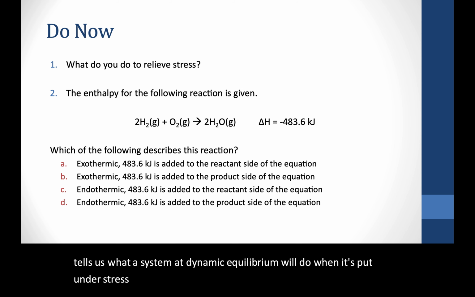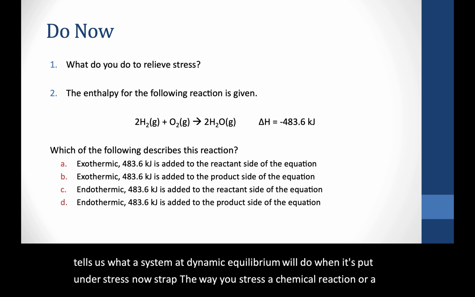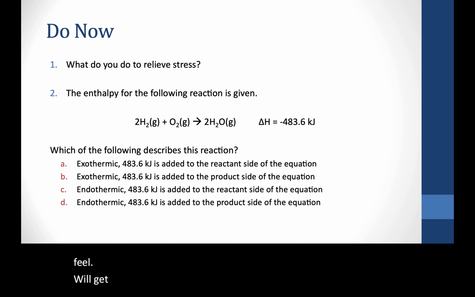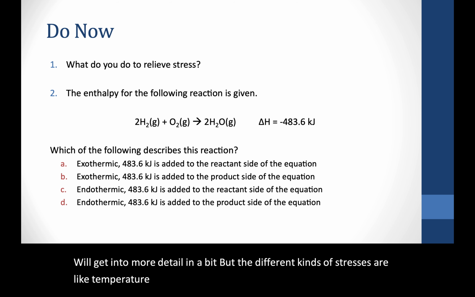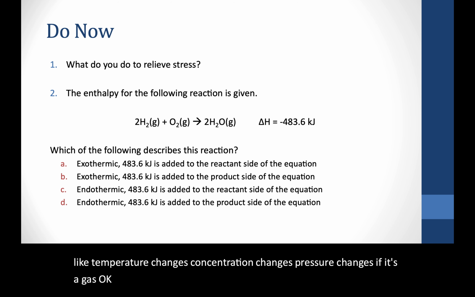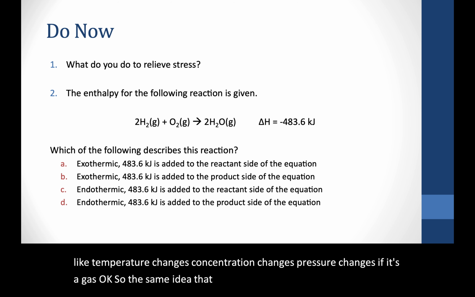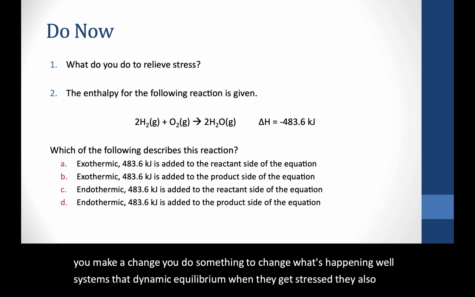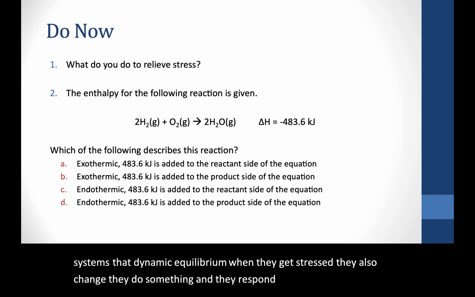Now, the way you stress a chemical reaction or a system at dynamic equilibrium is a little bit different than the stress we feel. We'll get into more detail in a bit, but the different kinds of stresses are like temperature changes, concentration changes, pressure changes, if it's a gas. Okay, so the same idea that when you're feeling stressed, you make a change, you do something to change what's happening. Well, systems at dynamic equilibrium, when they get stressed, they also change. They do something, and they respond to those stresses.